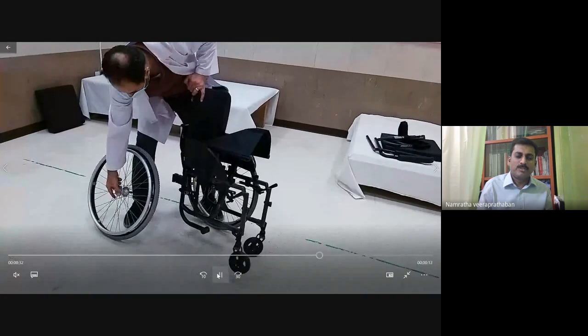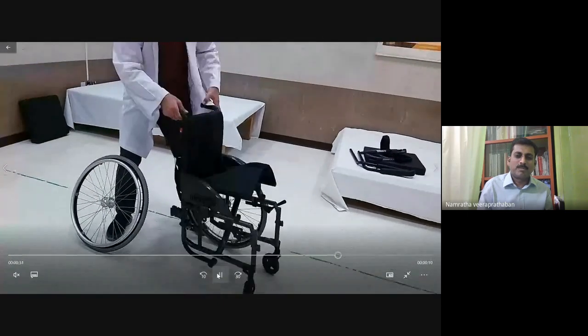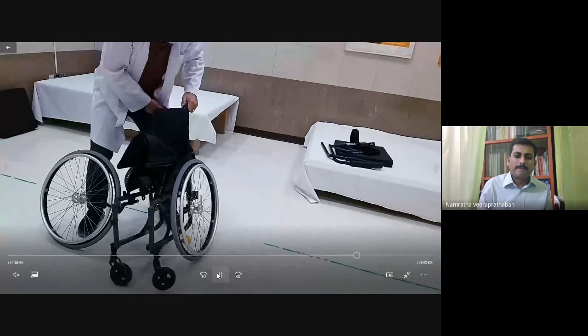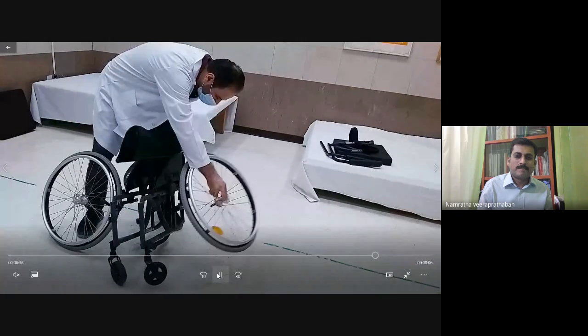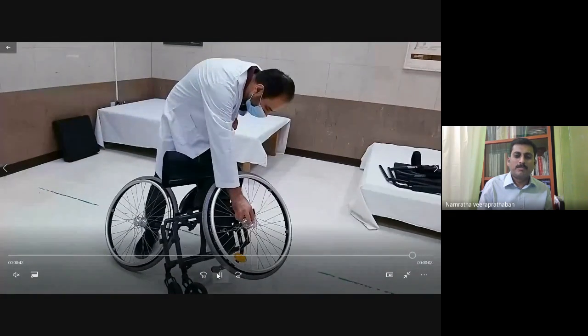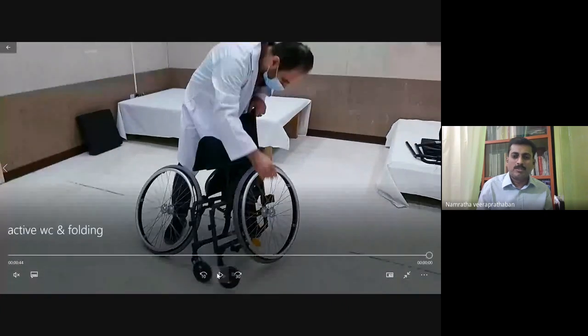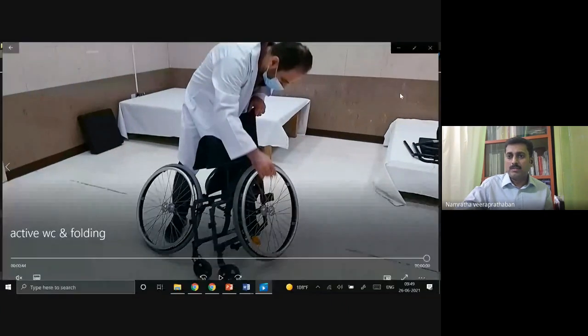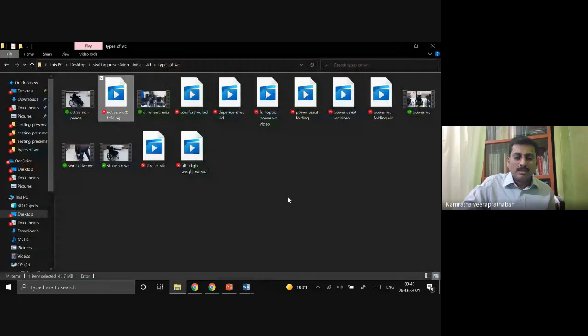He is removing the rear wheels. This is an axle plate. So this is how you fold the chair. And the same way, you can bring it back. You can fold and unfold. Everything is easy. Now let's see what is the next one in independent wheelchairs.